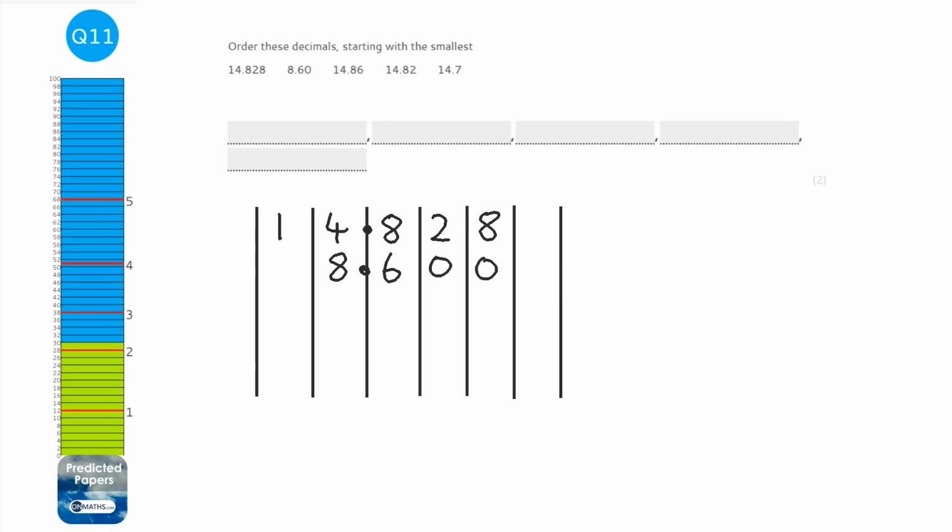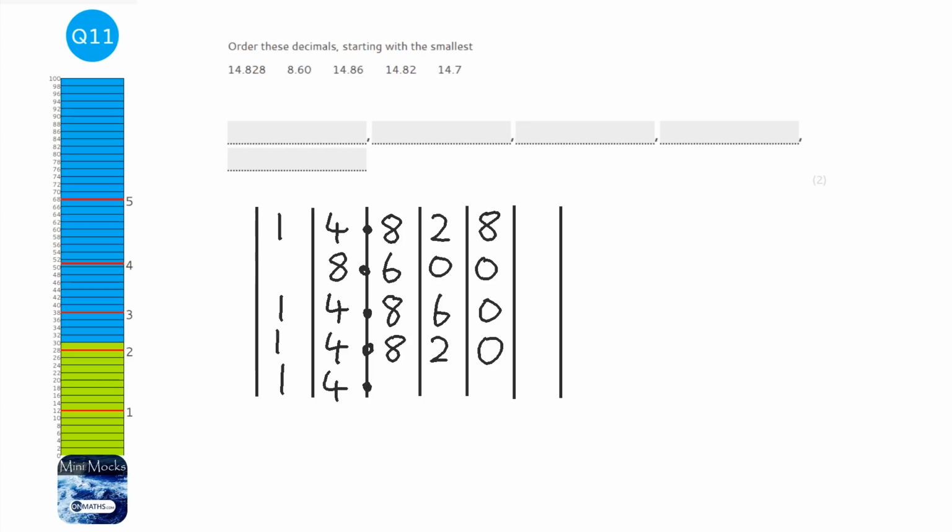It doesn't change the number at all, so 14.86, I'm going to put 0 in there, 14.820, and then 14.7. Now we're starting with the smallest, so I'm looking for the smallest one first. Well, the smallest one's leaping out, because if I just look at this column, there's only one number that has a 0 there, all the rest of them have 1.